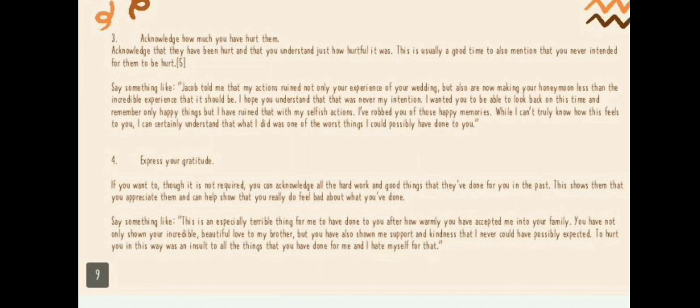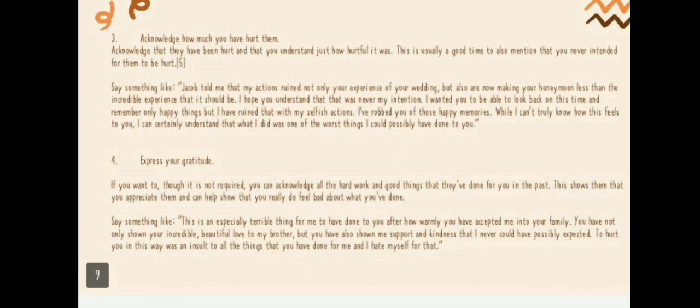Express your gratitude. If you want to, though it's not required, you can acknowledge all the hard work and good things that they have done for you in the past. This shows them that you appreciate them and can help show that you really do feel bad about what you've done. Say something like, this is an especially terrible thing for me to have done to you after how warmly you have accepted me into your family.